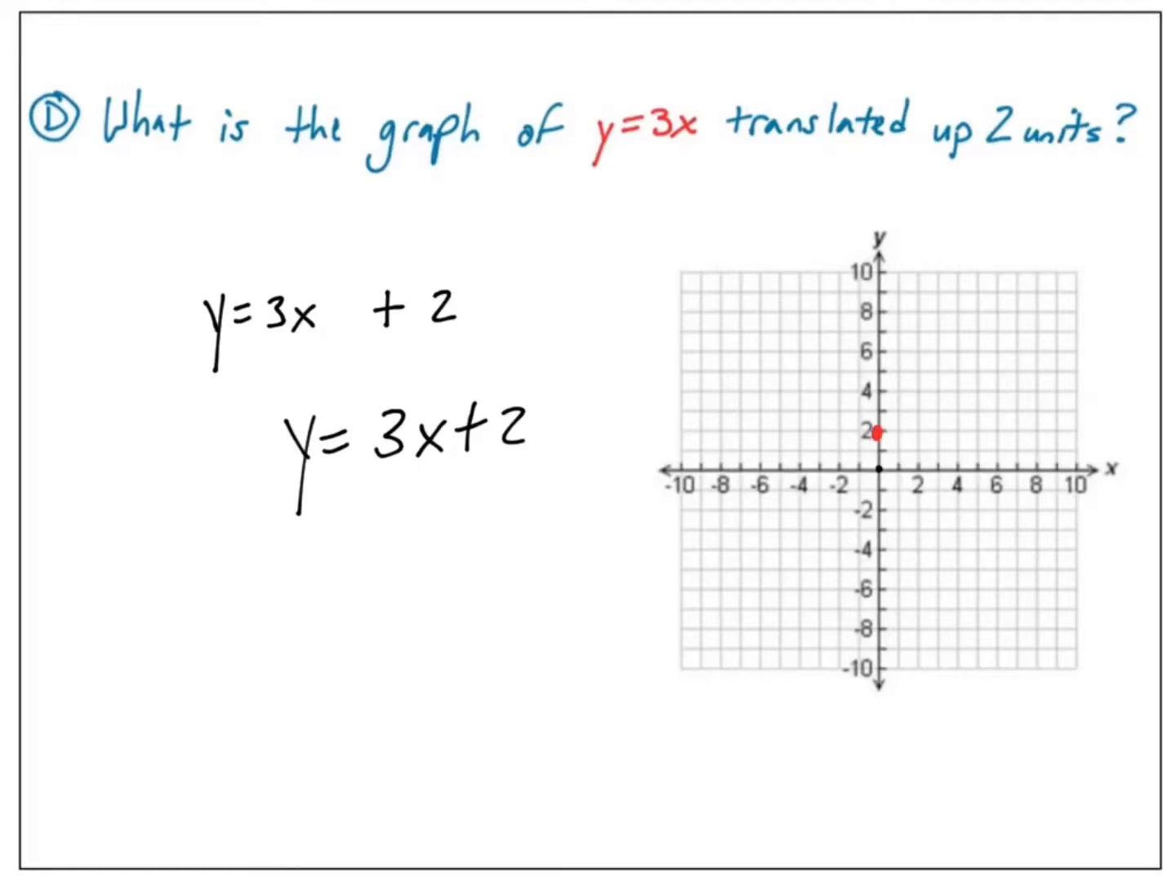So we start at 2, we're going to go up 3, right 1. And there's our graph. If you want, you can graph the original to compare it. And it's just shifted up 2 units.